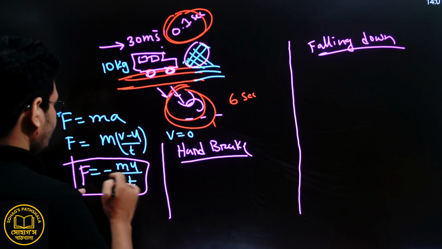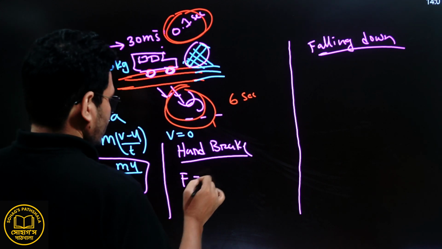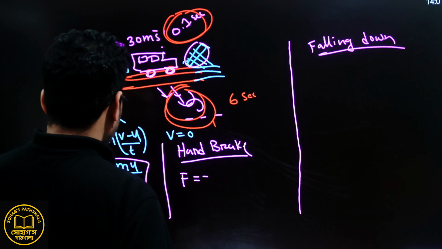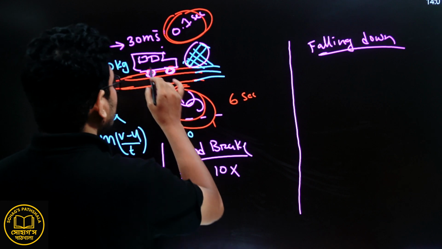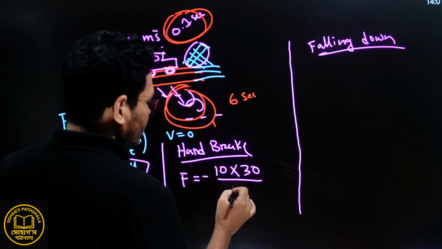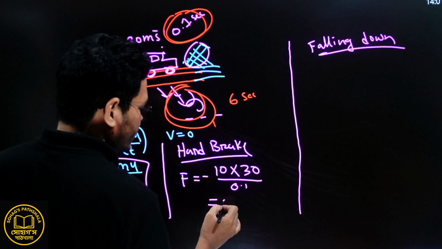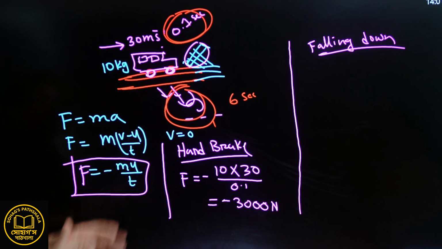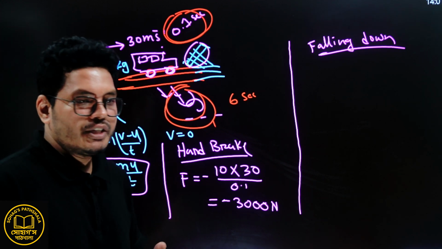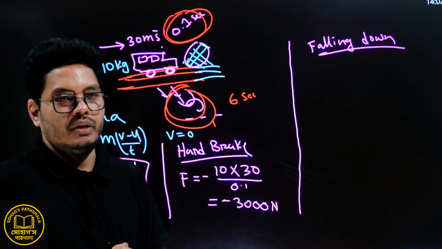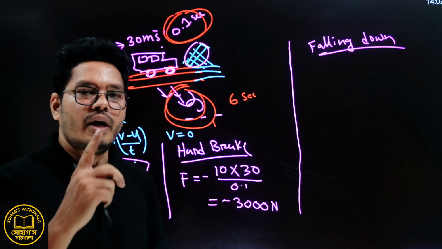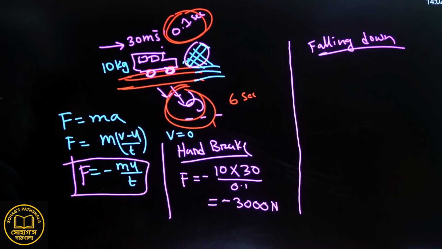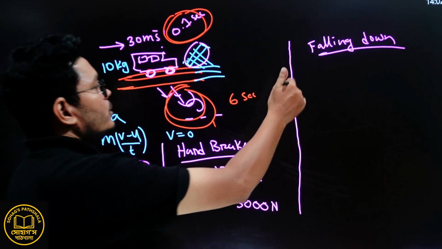So the first case, hard brake, you see, let's keep the minus sign. So minus 10 times u, which is about 30, divided by 0.1, so that is about minus 3000 Newton. So if you apply hard brake, your body will experience about 3000 Newton force. We have already talked about 1 Newton force. So if 3000 times of that is applied, you know what happens. So you can feel it.